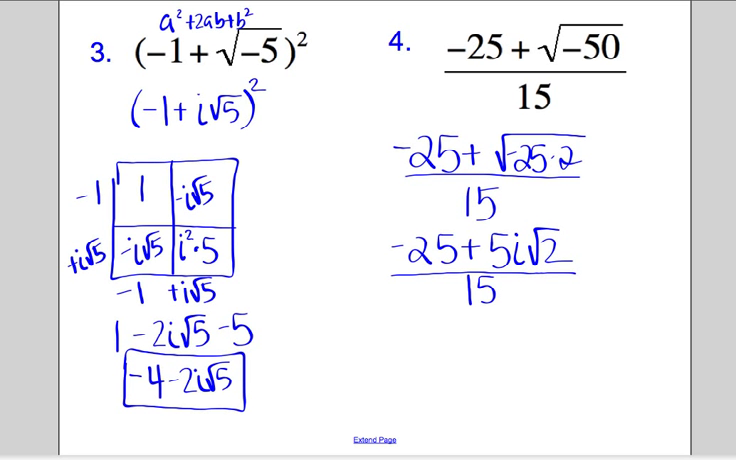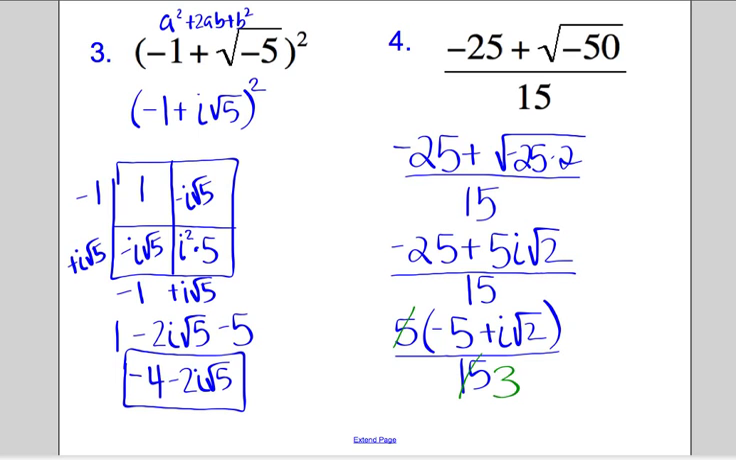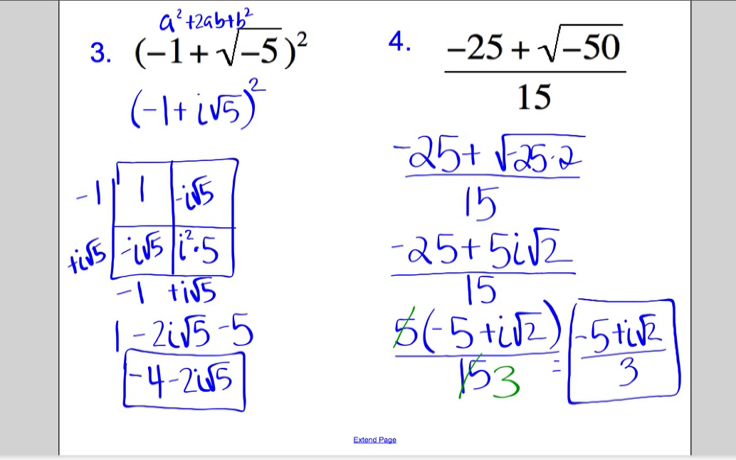On the top, I see a common factor of 5. I'm going to pull that out in front. I'm going to be left with negative 5 plus i root 2 all over 15. And now a little bit of canceling tells me 5 goes into 15 3 times. So our final answer here would be negative 5 plus i root 2 all over 3. The biggest thing to remember is that we don't like to leave negatives under square roots. We're going to pull them out in front and make them i's.